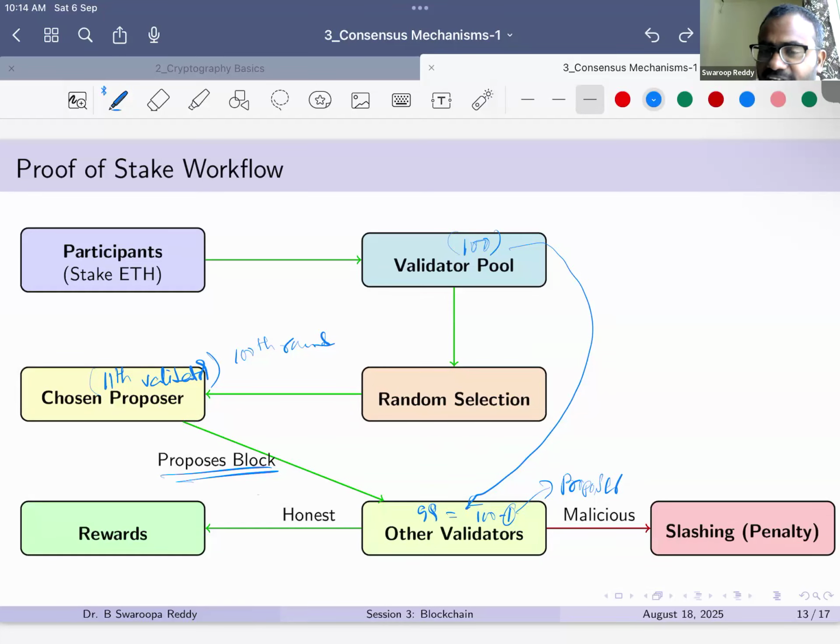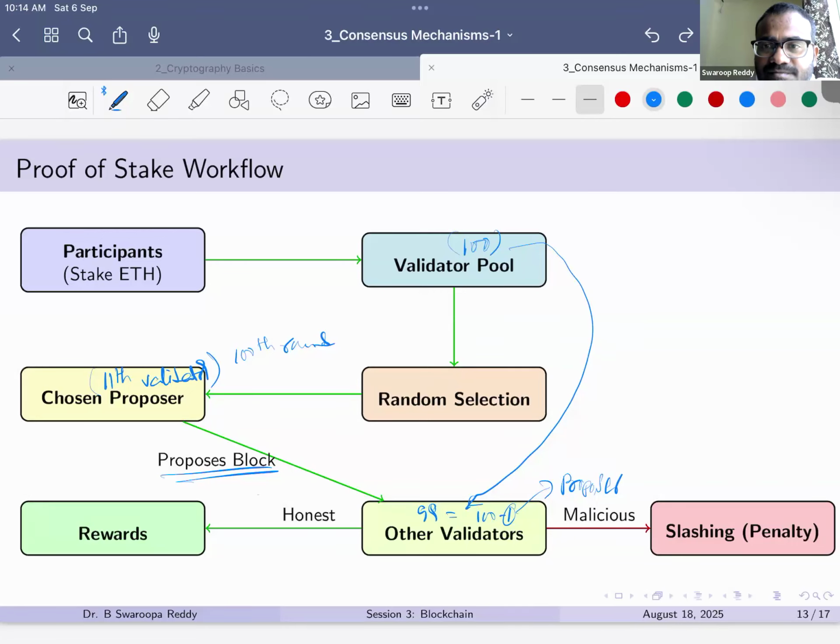And the other validators will vote on that block. If they vote honestly, these voters will be rewarded and the proposer will be rewarded. If they vote maliciously, they will be penalized. They will get some penalty. They have already deposited 32 ETH in the network, right? Out of that 32 ETH, the network will deduct some money from their deposits.